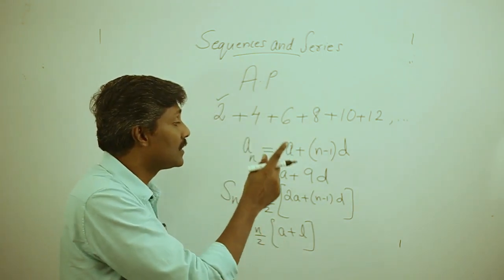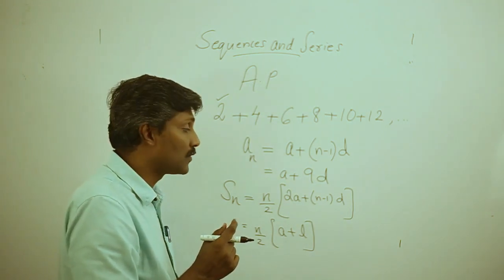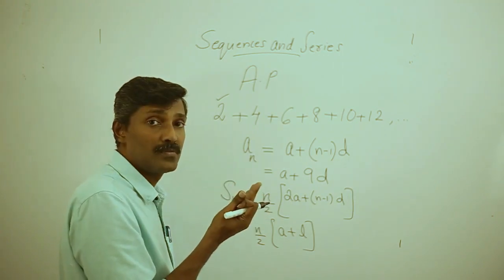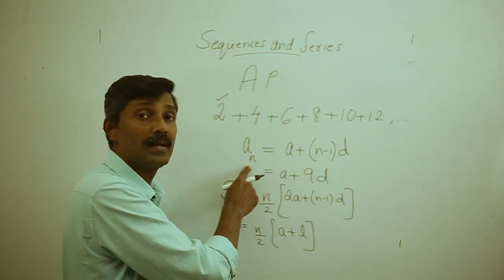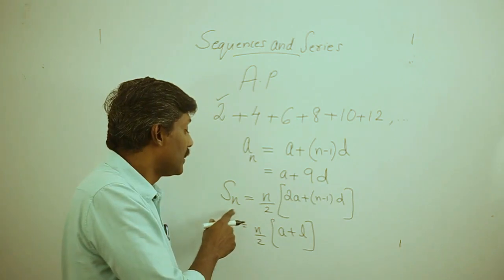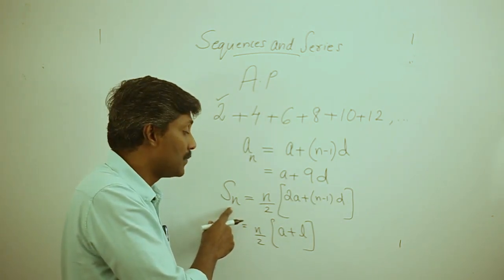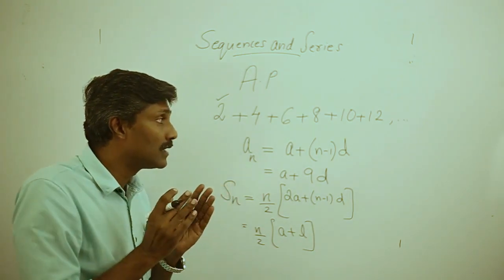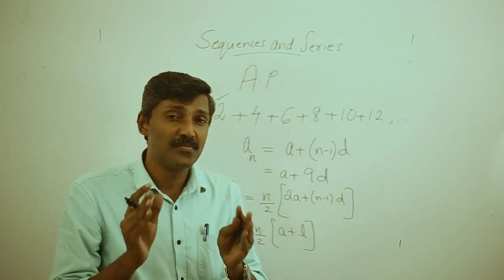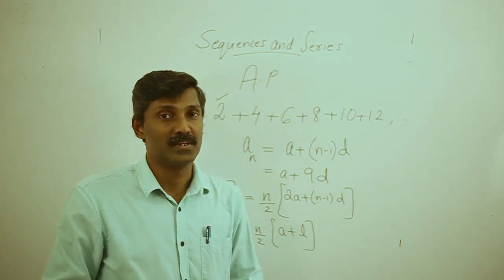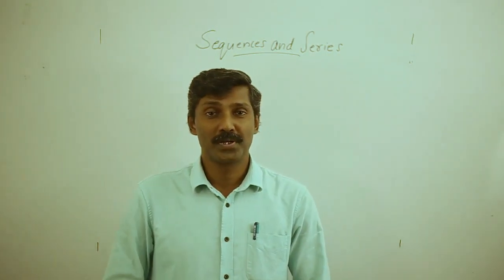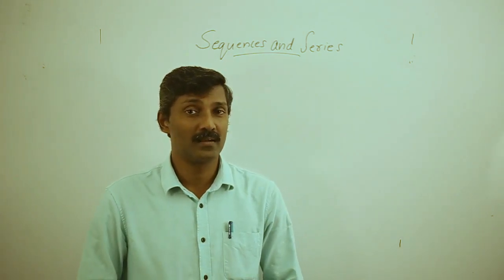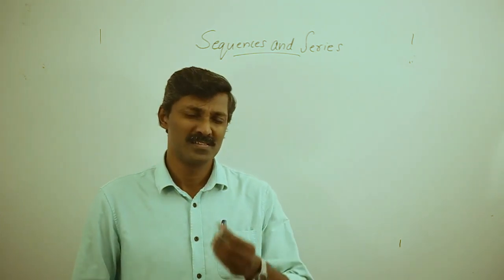These are the basic concepts of AP which you need to understand. a is the first term, d is the common difference, n is the number of terms, an is the nth term or the last term, and Sn, the sum of n terms of the AP, is given by this equation. Please understand these basic concepts and it will be easy for you to solve problems in arithmetic progression. We have learned the basic concepts of arithmetic progression or arithmetic sequence. Now let's solve some simple problems.